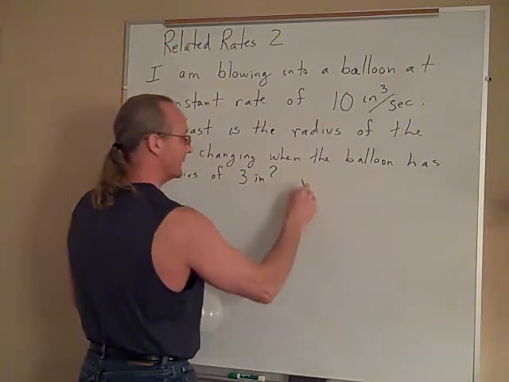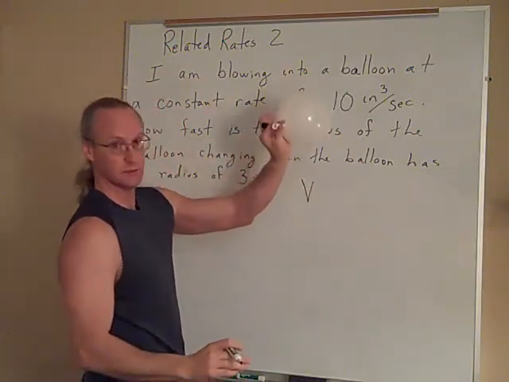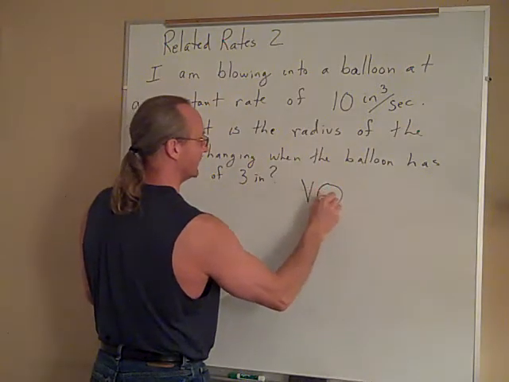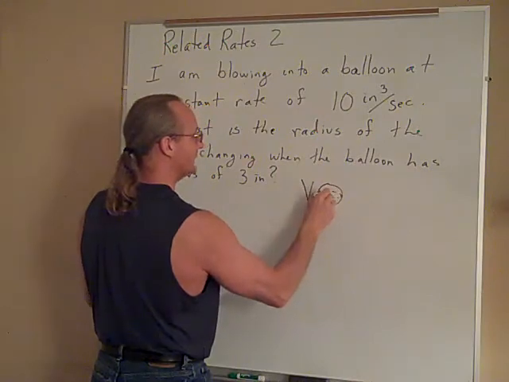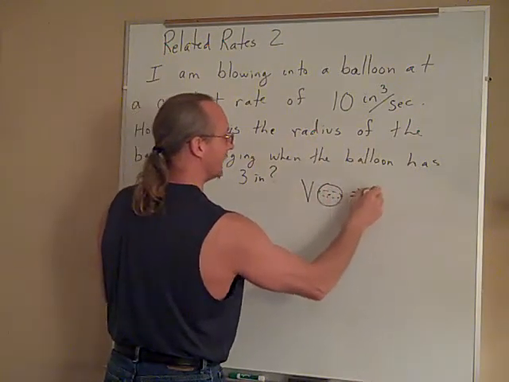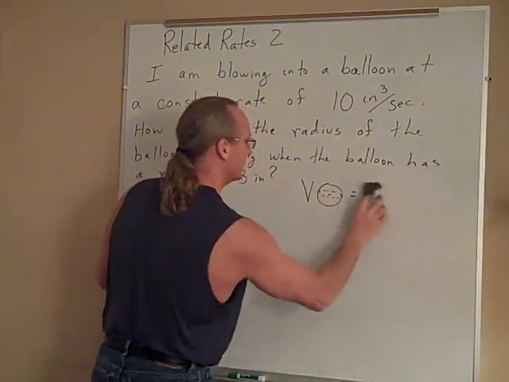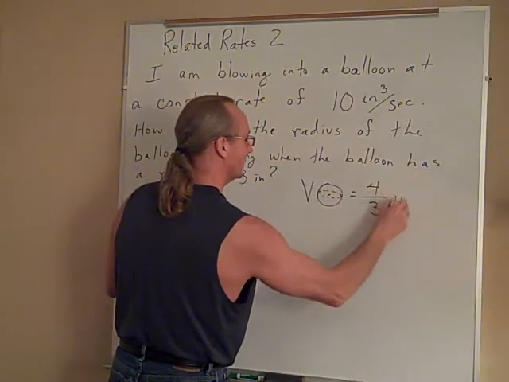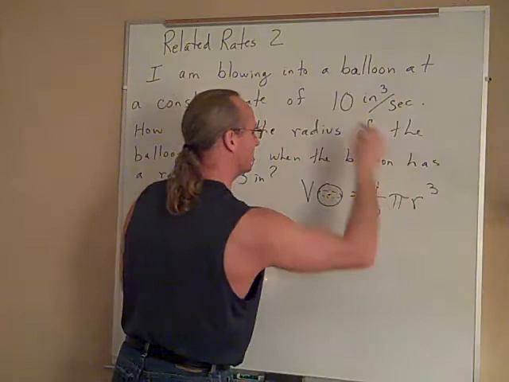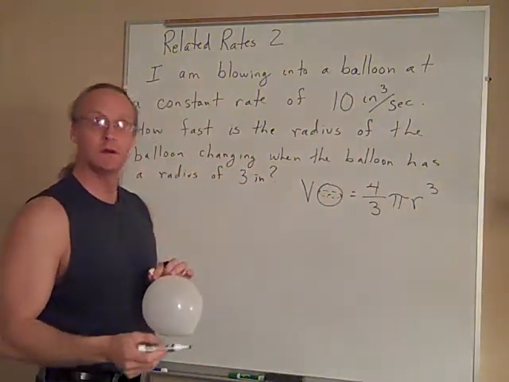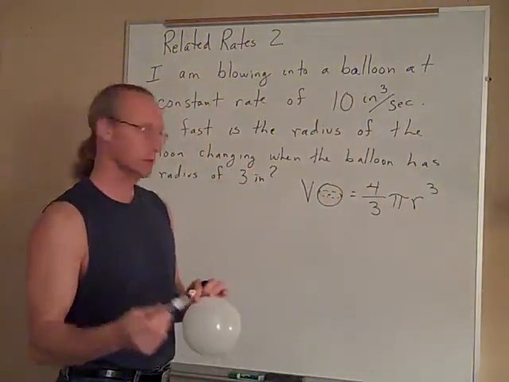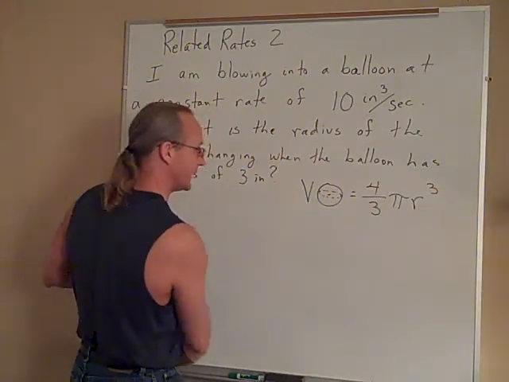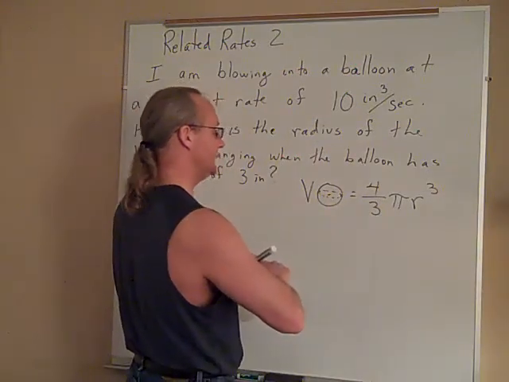The volume of a sphere, this is supposed to be a sphere, it's pretty close. The volume of a sphere is equal to 4/3 pi r cubed. And again, we're going to differentiate this on both sides with respect to time. I'm going to take d/dt of both sides.